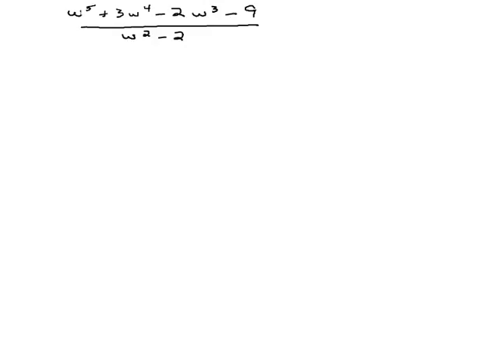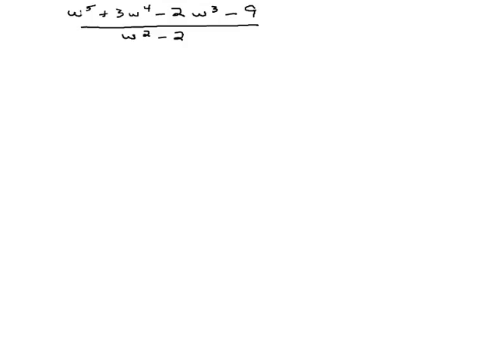For our last example, we'd like to look at the polynomial w to the fifth plus 3w to the fourth minus 2w cubed minus 9, divided by the two-term polynomial w squared minus 2. There's something different about this one because both the numerator and the denominator are missing terms.